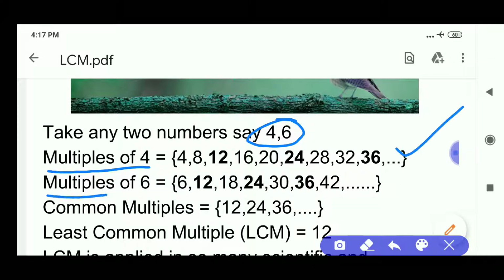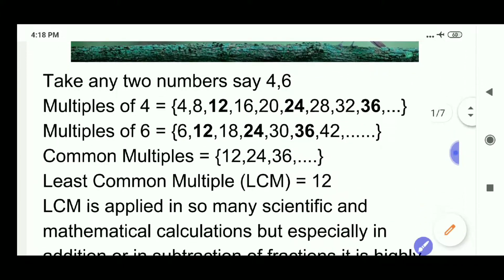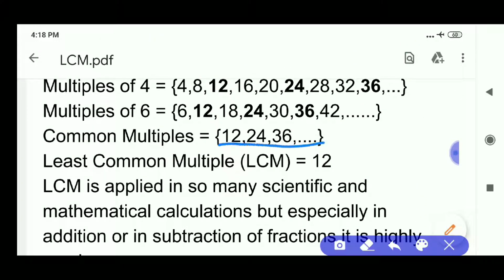Now, multiples of 6. Multiples of 6 means sixth table. That is 6, 12, 18, 24, 30, 36, 42, and so on. Now, common multiples. What are common here? 12. Oh, they are already in bold letters. Next, 24, 36, and so on. Least common multiple. That means among common multiples, the least number, it is nothing but 12.